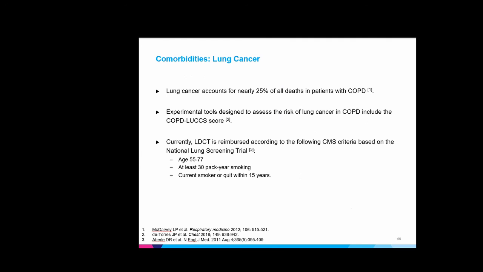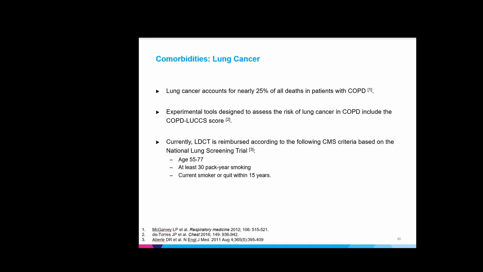Lung cancer accounts for about 25% of all deaths in patients with COPD. There's a risk tool, reference number 2, which predicts which patients with COPD are at greater risk of lung cancer. It incorporates FEV1, the presence of COPD, the presence of emphysema on a CAT scan, the presence of a low FEV1, and more. And we know the importance of lung cancer screening.